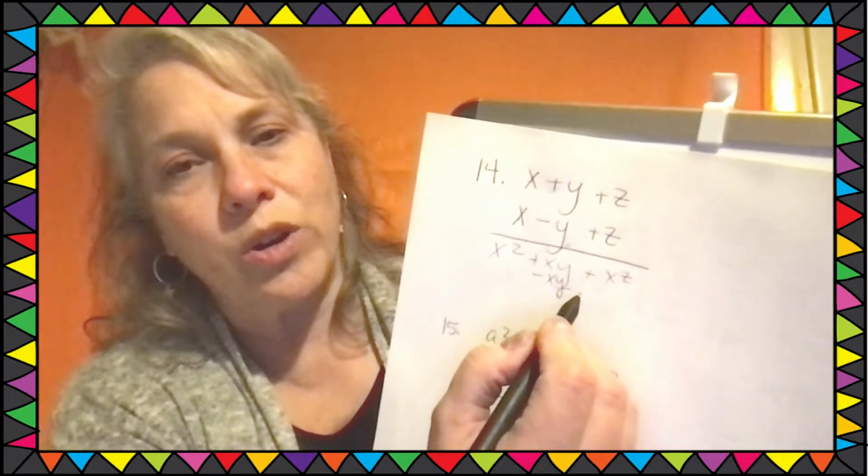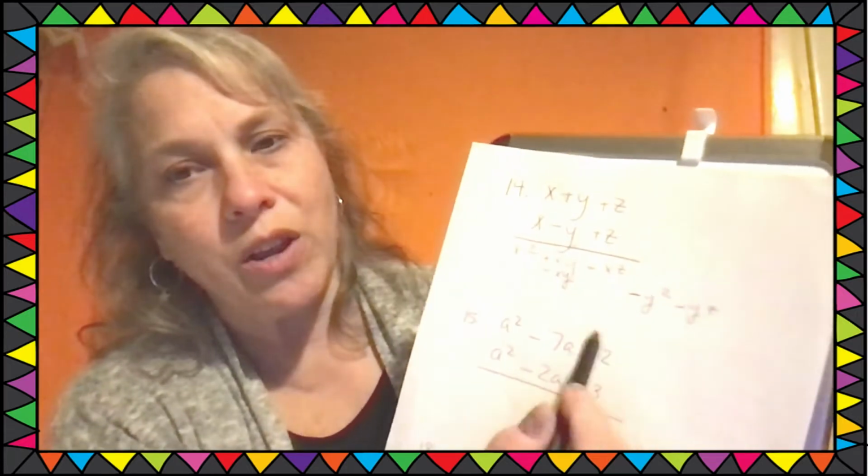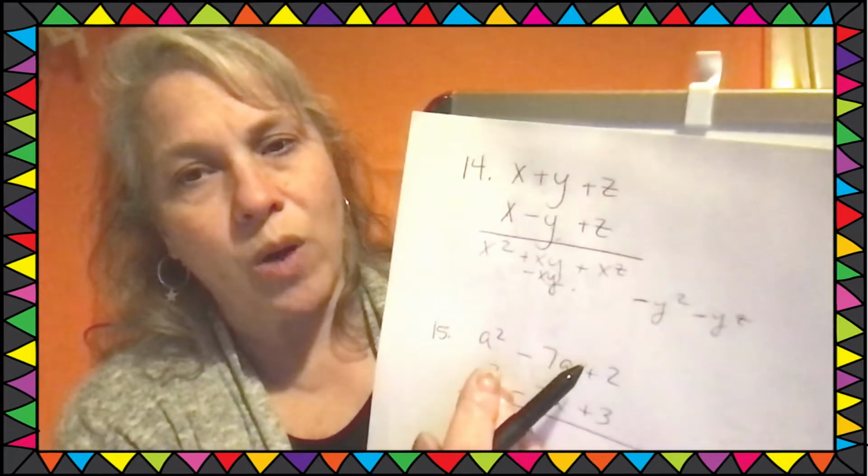Now we're going to go to the negative y. Remember, that's a negative y. So it's negative y times x is minus xy. And I'm going to keep them in the order. Even though it's y times x, I'm going to say xy. Okay, and then negative times a positive is a negative y squared, minus yz. Okay, and I'm going to put that out there because I have no other terms that are yz.